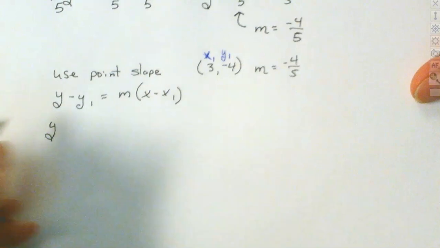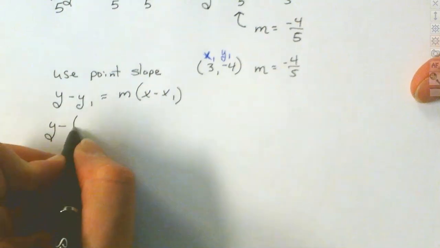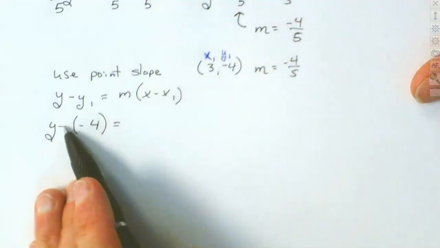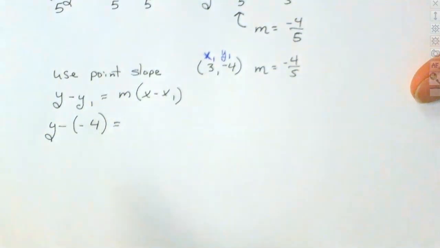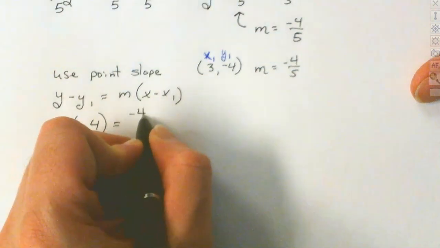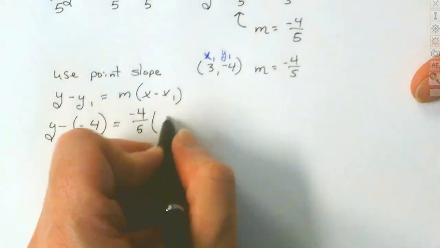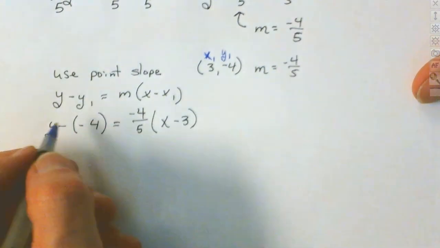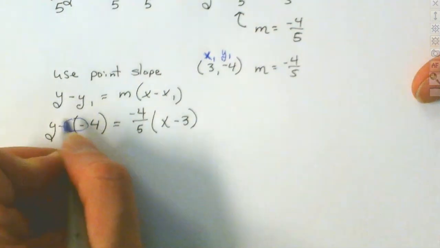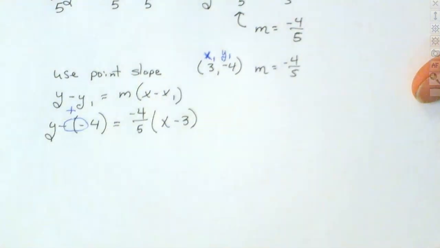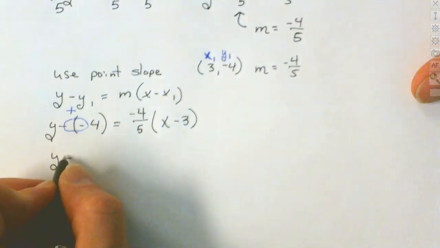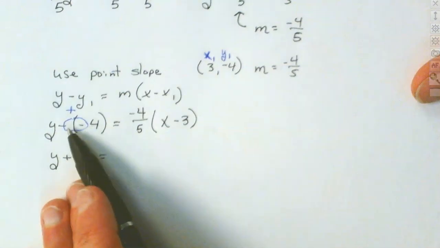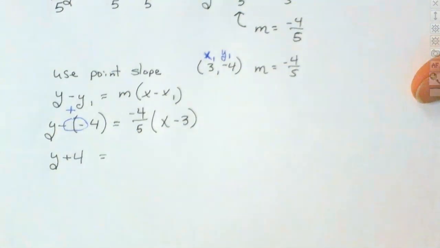So that's going to be y minus, use parentheses here, a minus 4. Commonly made mistake is students will forget about that double negative. And that equals a minus 4/5 times x minus 3. So that double negative right here is going to make that positive. So then that's y plus 4. That's one of the most common ones. The students will get in a hurry and forget the double negative. You don't want to do that. Take your time.